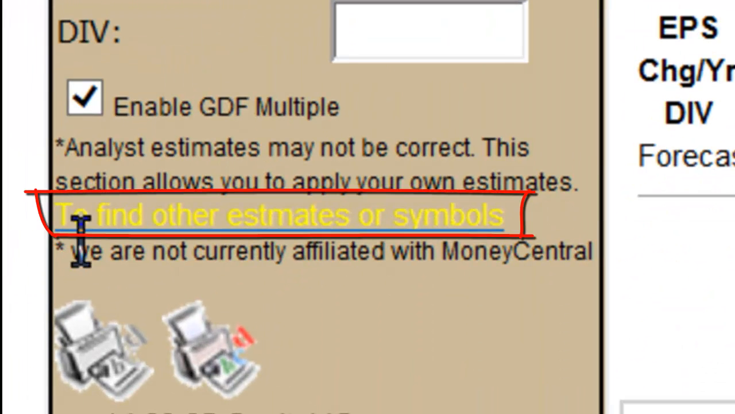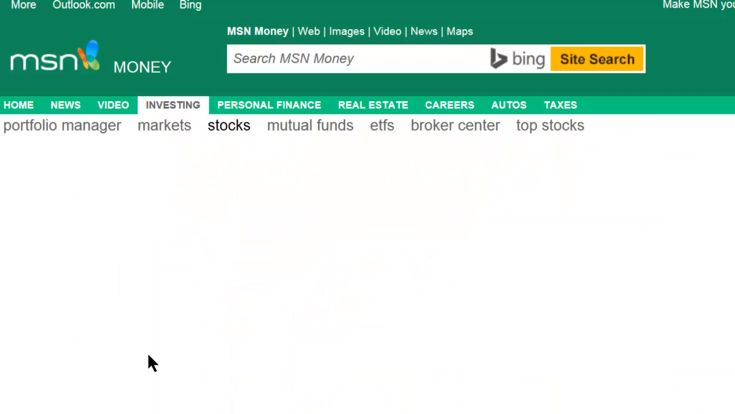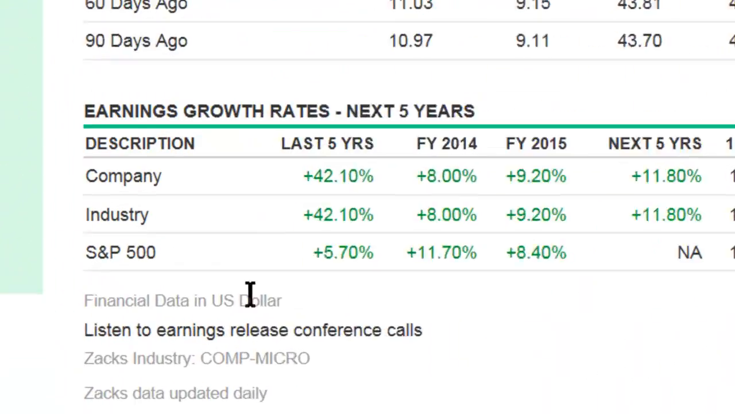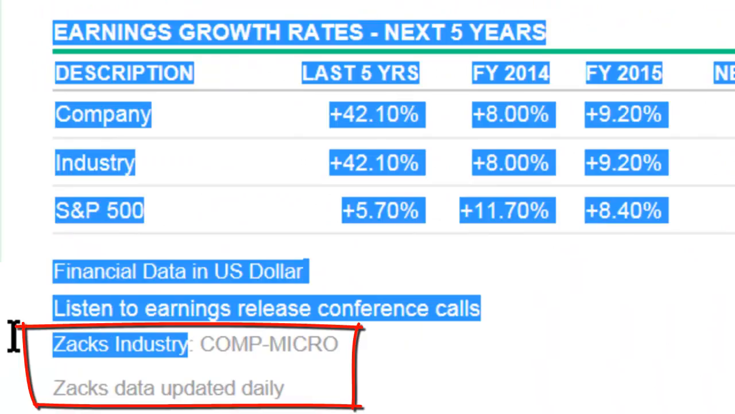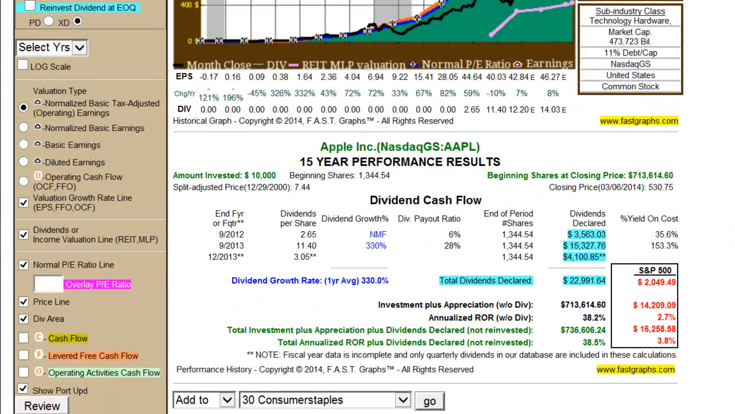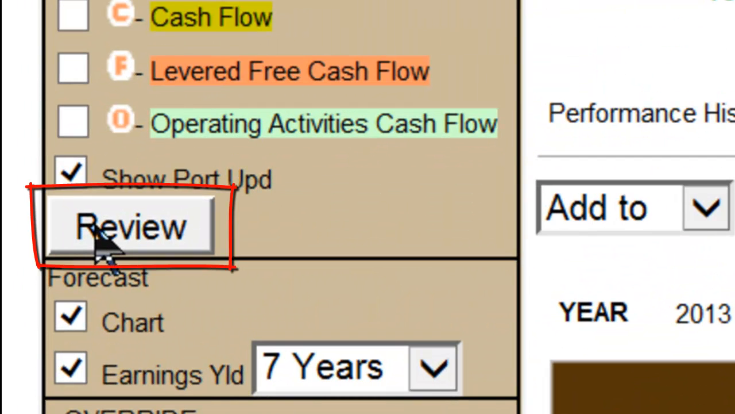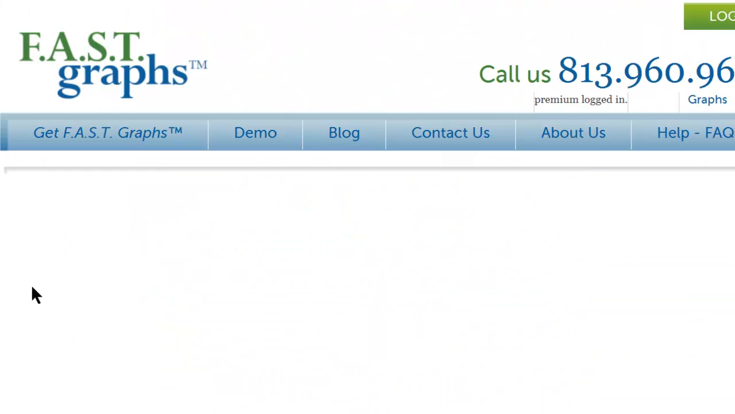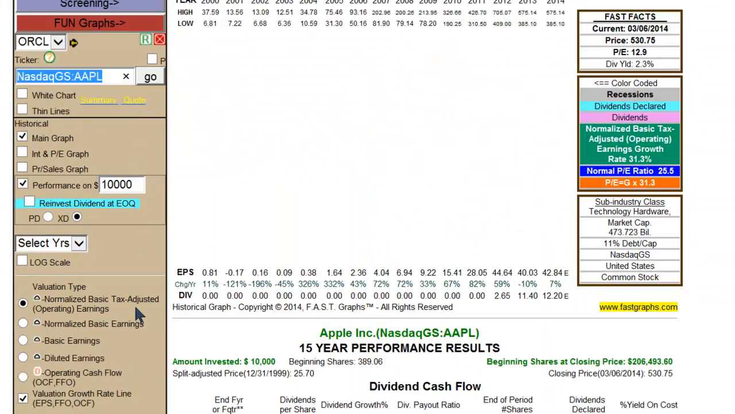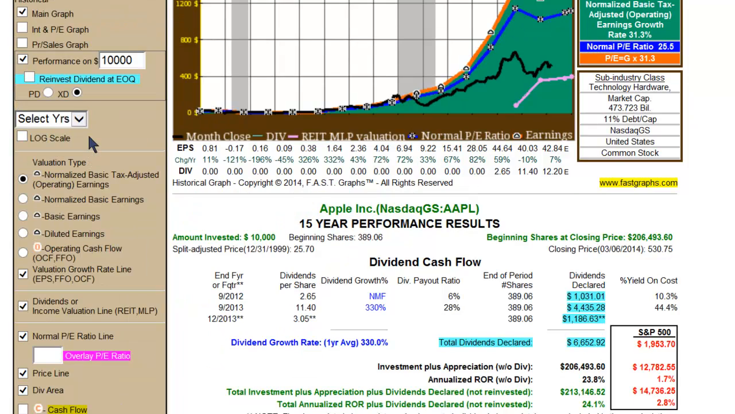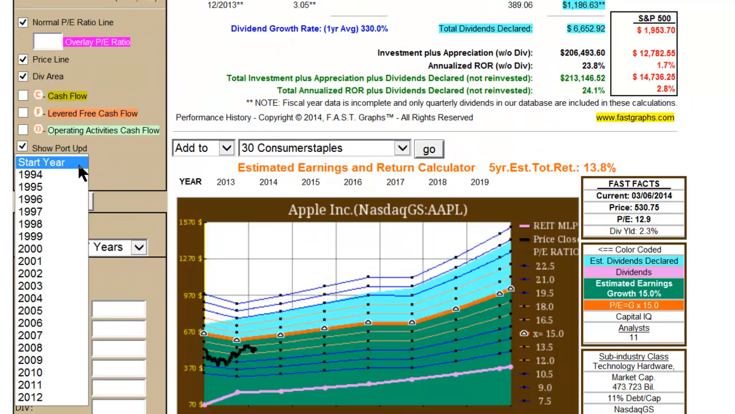Note that there is a third yellow link towards the bottom of the navigation bar that allows subscribers to cross-check earnings estimates by Zacks. There is one additional historical FAST graph navigational item only available to the premium subscriber. Premium subscribers have the ability to click the gray rectangular button titled Review, which takes you to an area of the historical FAST graphs that allows you to review specific historical time frames.